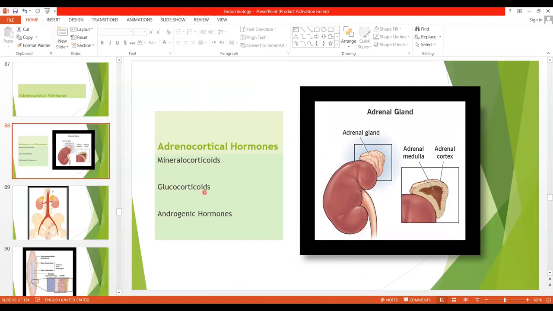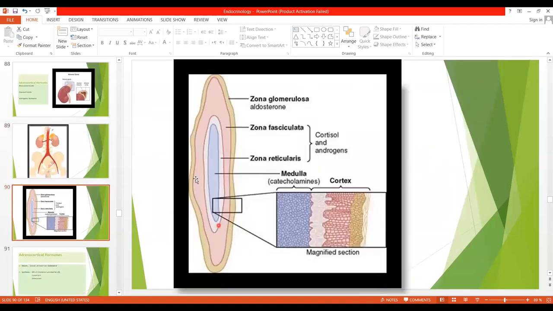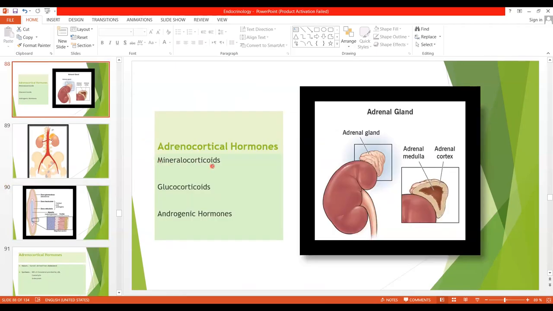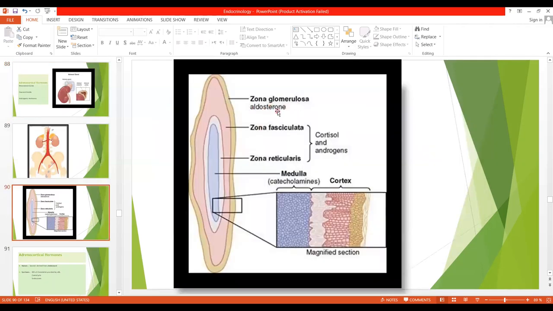And glucocorticoids are named so because they affect the metabolism of glucose. This is the cross-section of the adrenal cortex, which is composed of three zones or three layers. The outermost layer, which lies beneath the capsule, is the zona glomerulosa, which secretes mainly aldosterone. The principal mineralocorticoid is aldosterone, and the principal glucocorticoid is cortisol.